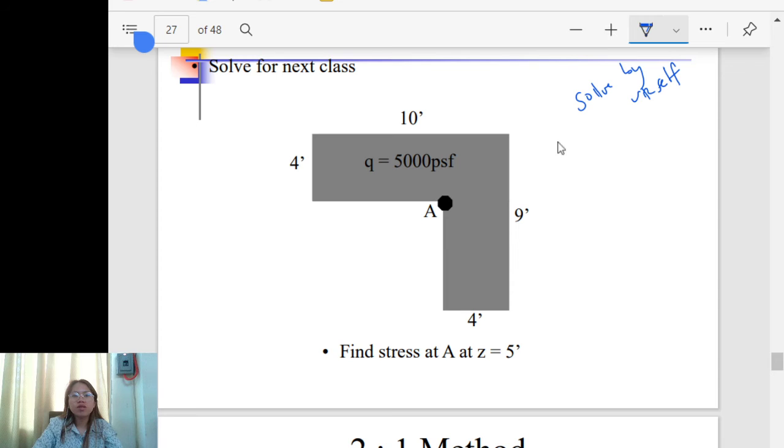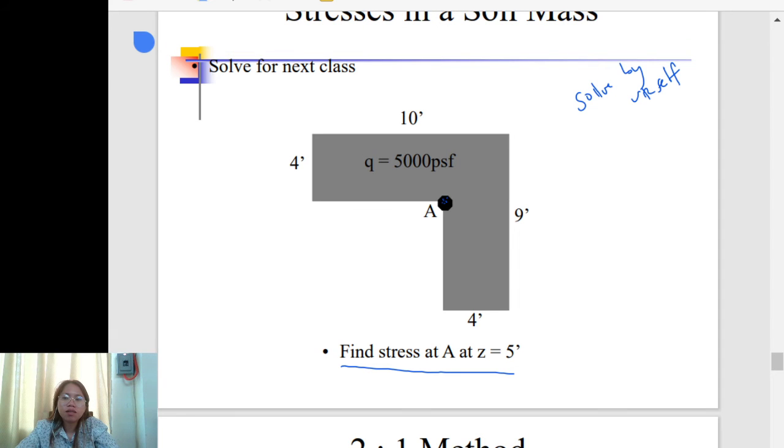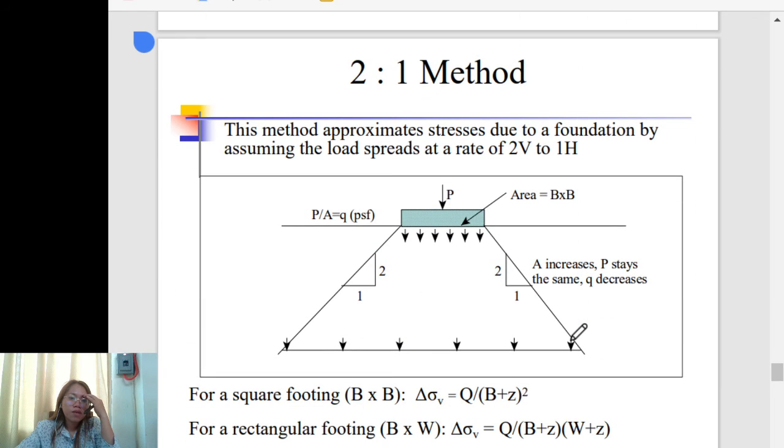So how to compute? Find the stress at A, at Z equal to 5 feet. For you to find out, we have here the 2:1 method. This method approximates stresses due to a foundation by assuming the load spreads at a rate of 2 vertical to 1 horizontal.